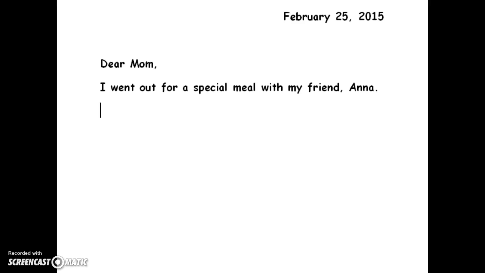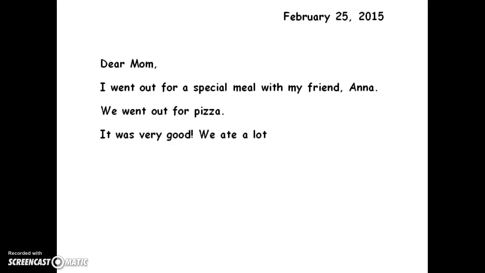Now I'm going to include the details in order that I put on my reader's notebook page. I'm going to use that to help me write this. We went out for pizza. That was my first. It was very good. And I'm excited about that. I have a strong feeling about good pizza. It was very good. Remember, too, we ate a lot.